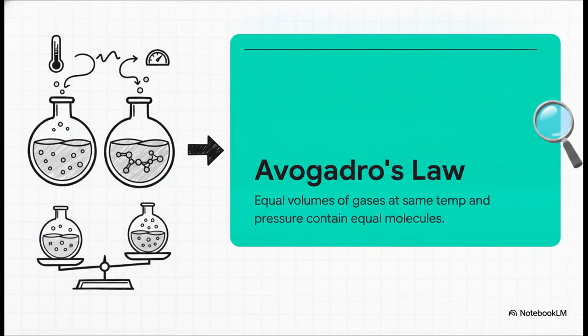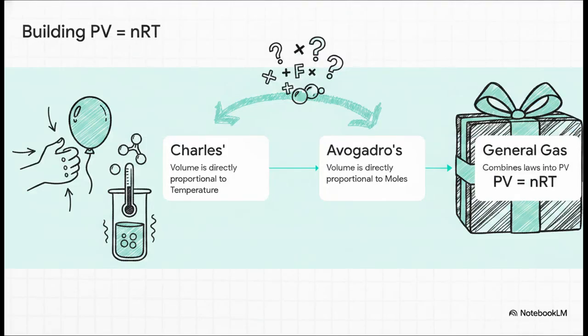Rounding out the big trio is Avogadro's law. This is where we introduce the actual amount of the gas, the moles, into our set of variables. It tells us that equal volumes of all gases at the exact same temperature and pressure contain equal numbers of molecules. It honestly doesn't matter if you're looking at super light hydrogen or really heavy carbon dioxide. If the volume, temperature, and pressure are exactly the same, your molecule count is exactly the same. Let's see how this all builds up into the ultimate exam formula.